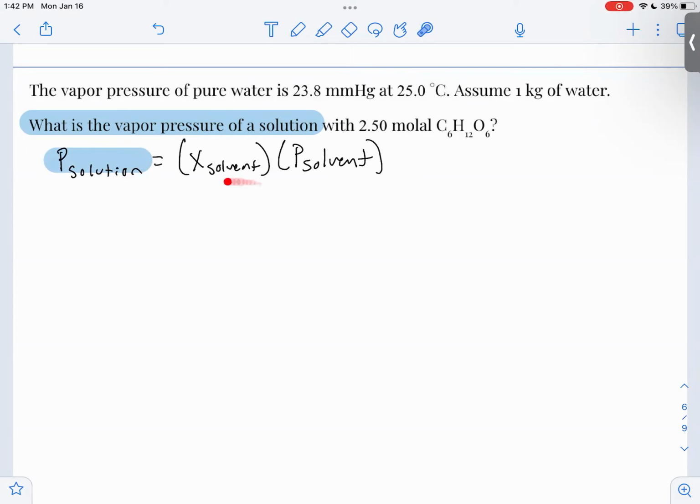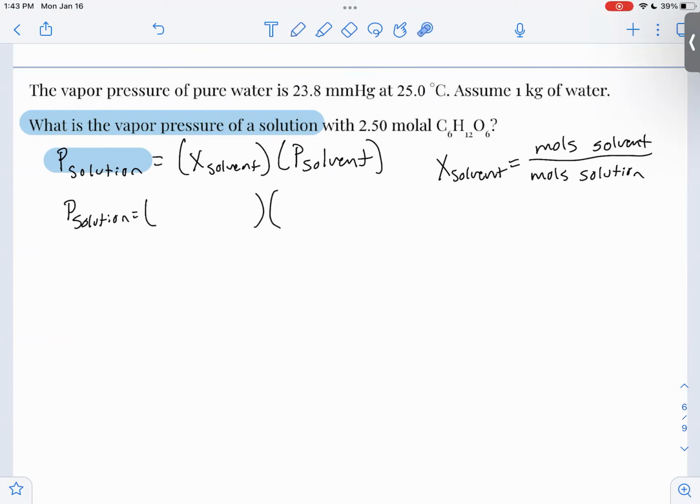So we need to find this and this in order to do this problem. Our X, remember, is our mole fraction. So our mole fraction, as a reminder, is our moles of our solvent over the moles of our solution. And then we also need our P solvent. Okay. P solution. We need our mole fraction and our P solvent. Let's see if we have any of those in the equation or in the problem.